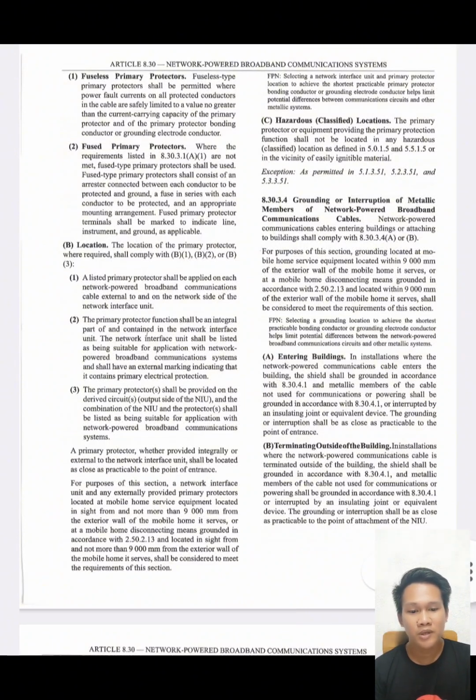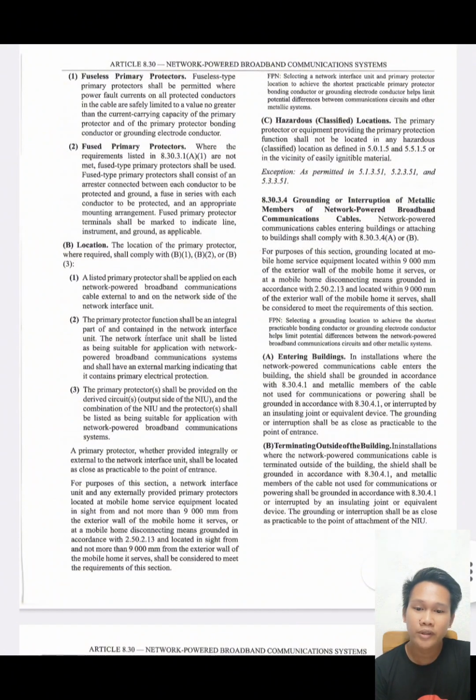So, next we have B, terminating outside of the building. In installations where the network-powered communication cable is terminated outside the building, the shield shall be grounded in accordance with 8.30.4.1, and metallic members of the cable not used for communication or powering shall be grounded in accordance with 8.30.4.1 or interrupted by an insulating joint or equivalent device. The grounding or interruption shall be as close as practicable to the point of attachment of the NIU.